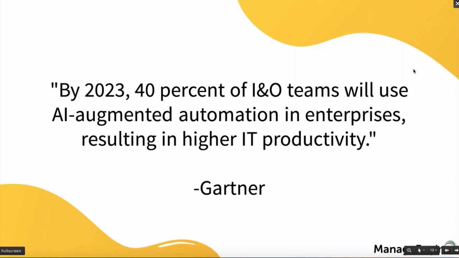So a Gartner stat says by 2023, 40% of I&O teams will use AI augmented automation in enterprises, resulting in higher IT productivity. So now you look at it, AI has already reached you in the form of consumer tech. AI has a 65% chance in the next 1 year to come into any of your process management, and AI has a 40% chance to come into your IT productivity. So productivity and AI always go hand in hand. There are a lot of processes that can get into your IT productivity and help you improve it.